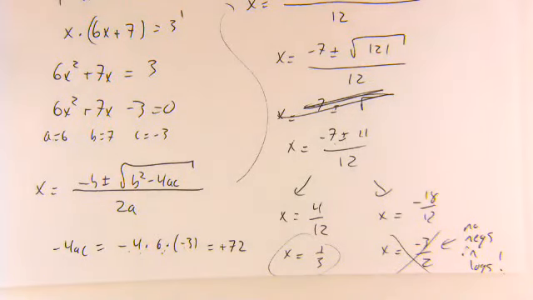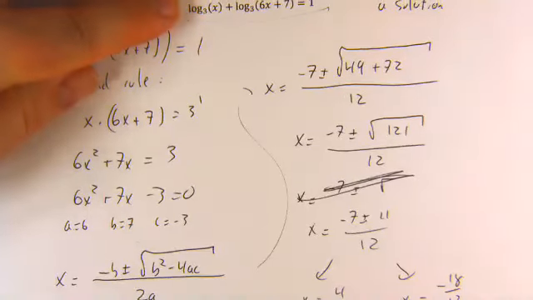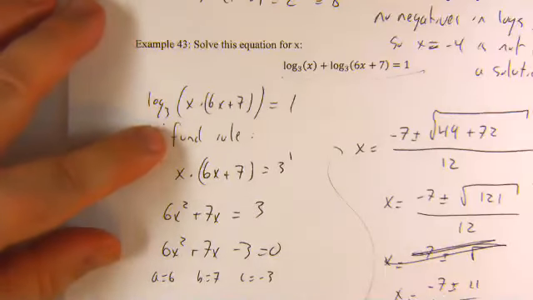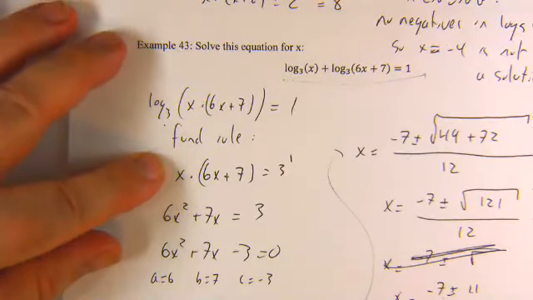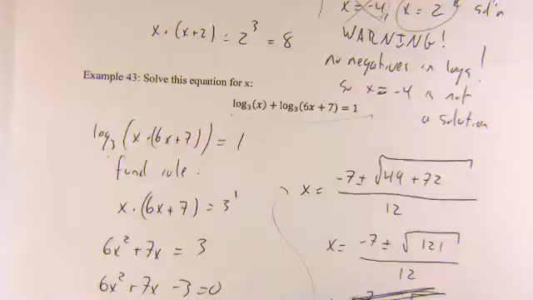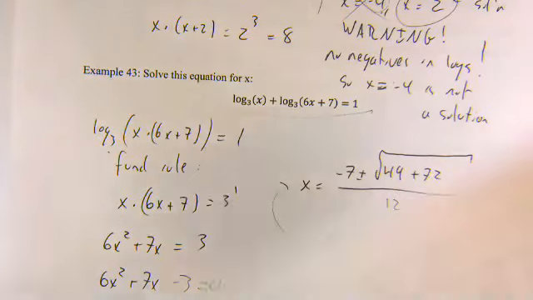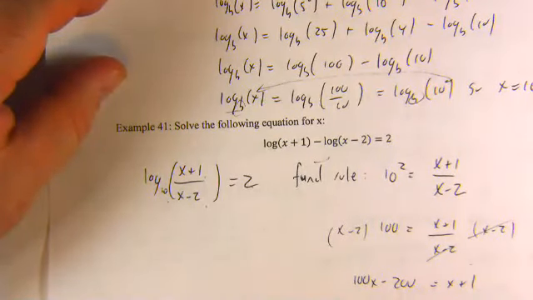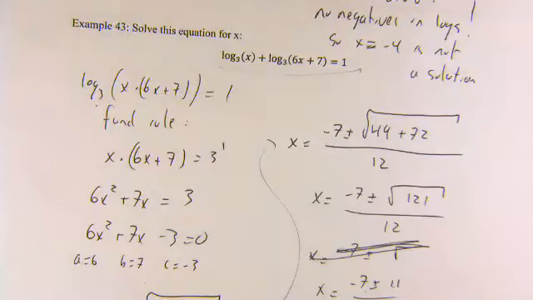Okay. So again, these kinds of problems, combine them into one logarithm, and then you can use the fundamental rule, and that will give you, in this case, usually a quadratic. The previous example here, with the subtraction, we got a fraction, and you had to multiply across, and we didn't get a quadratic at all. So that's how you can solve logarithmic equations.